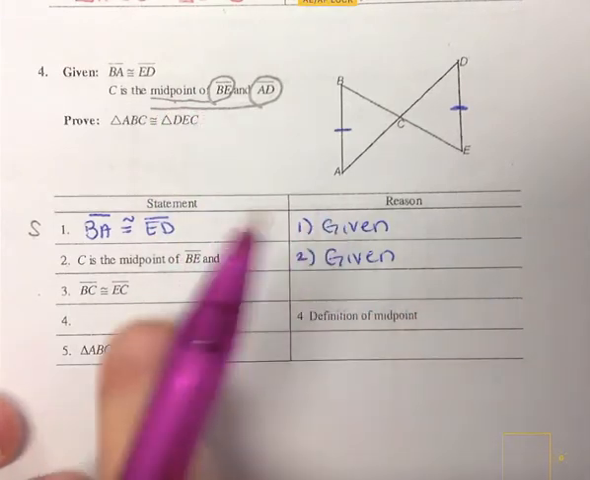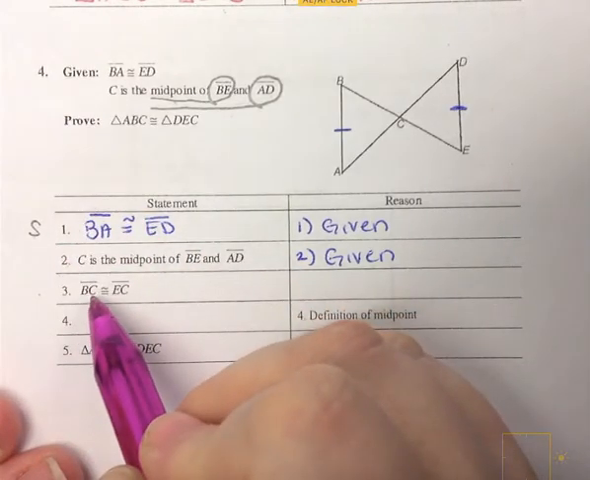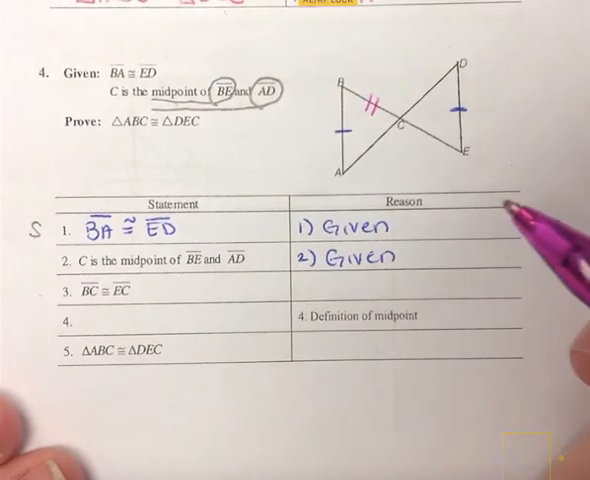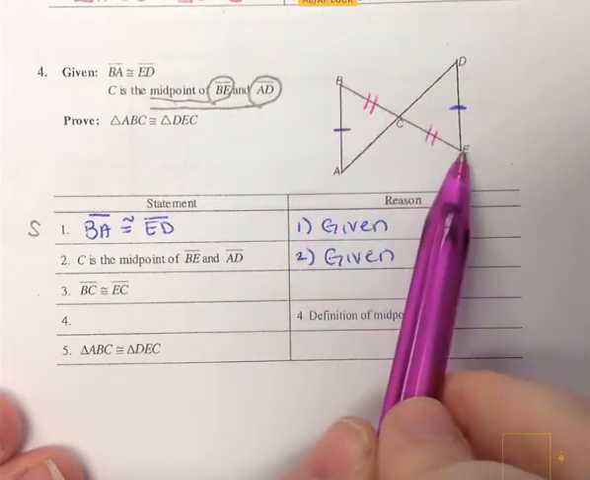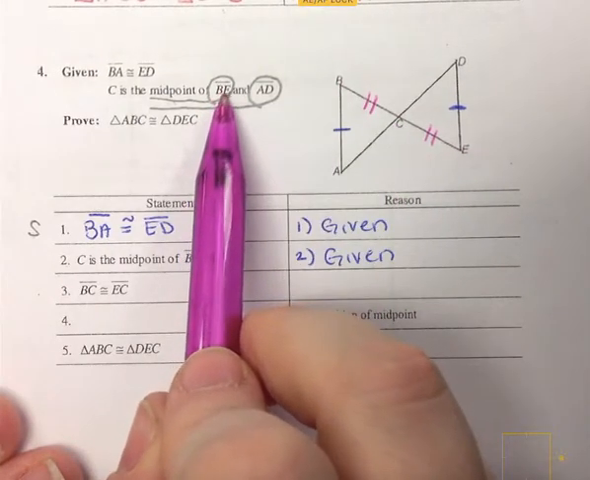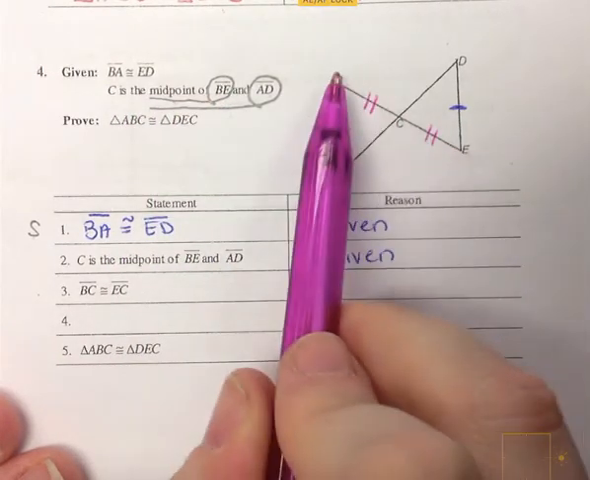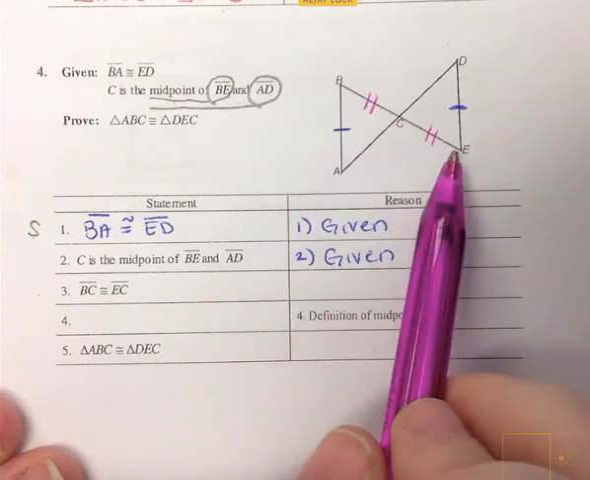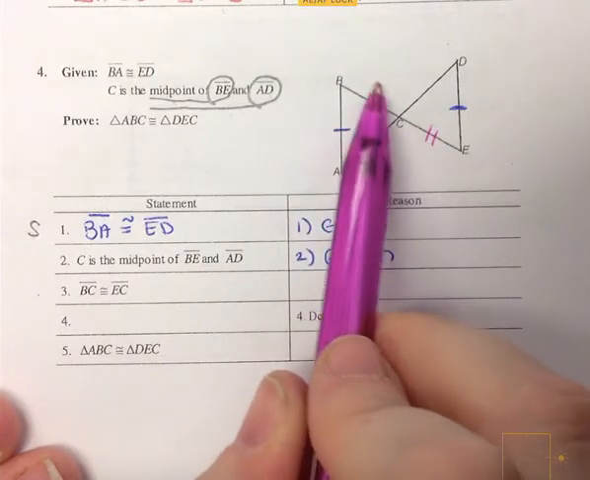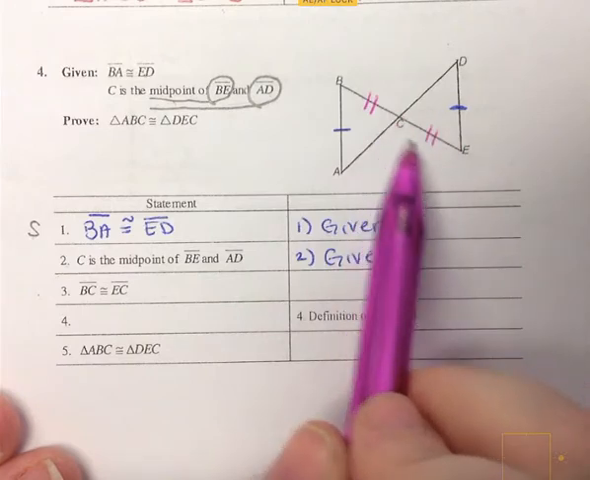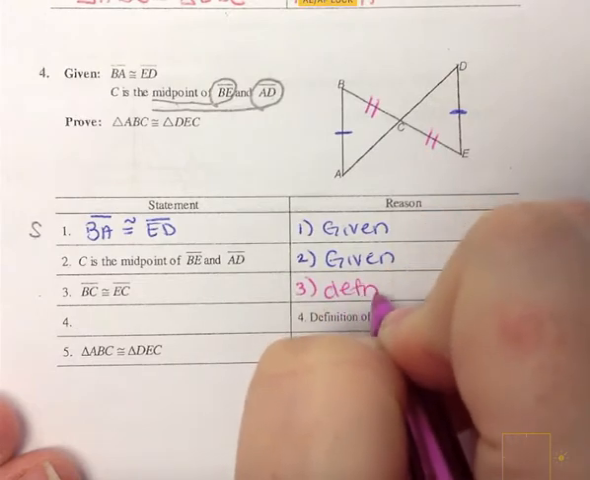because it's in our given, so it's going to be in our proof. It says that segment BC is congruent to segment EC. Now, BE is the entire segment, and in our given, C was the midpoint. Midpoint is what cuts a segment in half. And that's what happened here. BE was cut into 2 smaller segments. The midpoint made this little segment and this little segment, and they're congruent to each other. So the reason is the definition of midpoint.